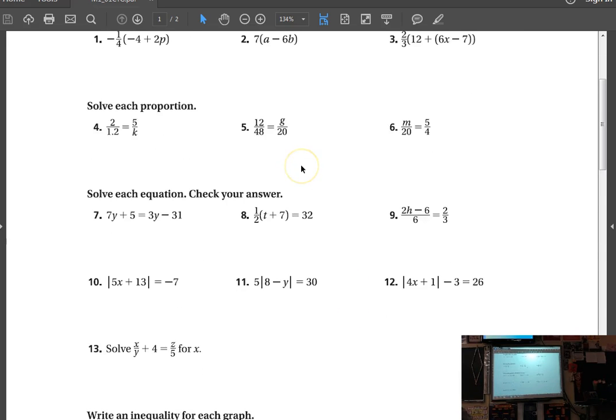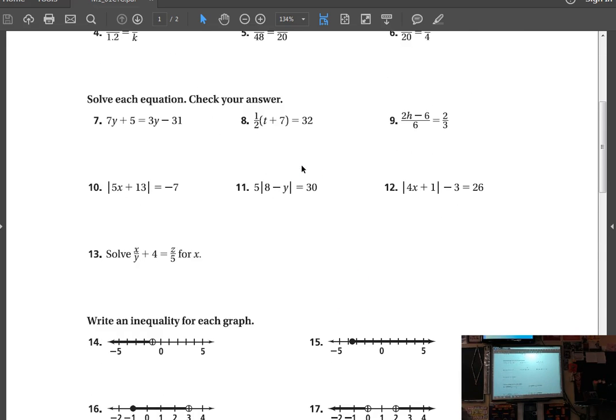No questions 1 through 6. 7 through 13. Oh, there's no questions on 7 through 13? Yeah. 13.